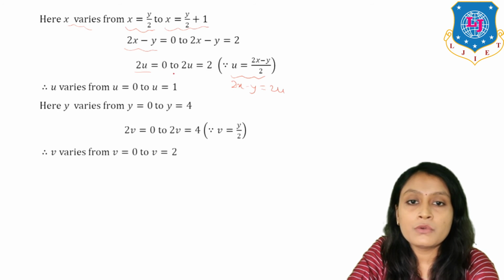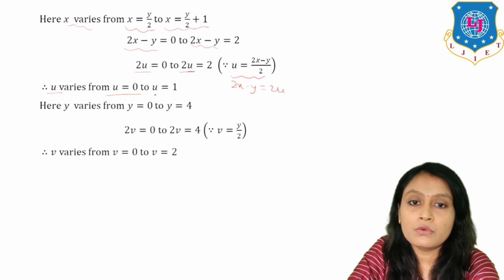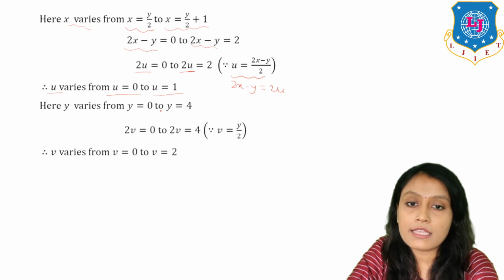So we have 2u is equal to 0, and again in place of 2x minus y, just write down 2. So here we have 2u is equal to 2. So from this you will get the limit of u, from u is equal to 0 to u is equal to 1. Now in the question it is given that y varies from y is equal to 0 to y is equal to 4.